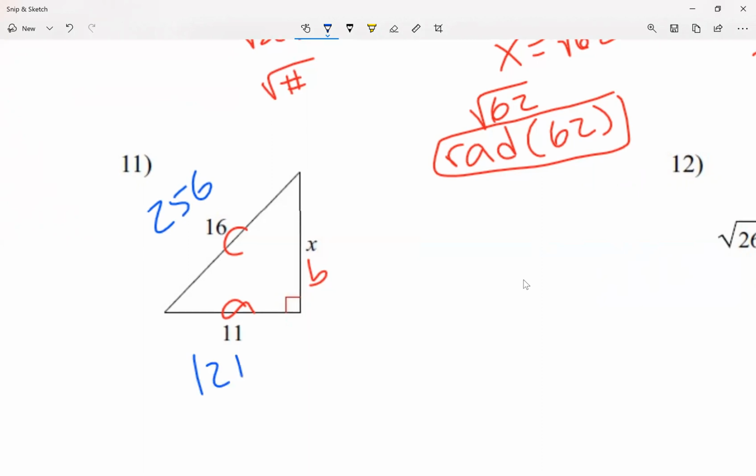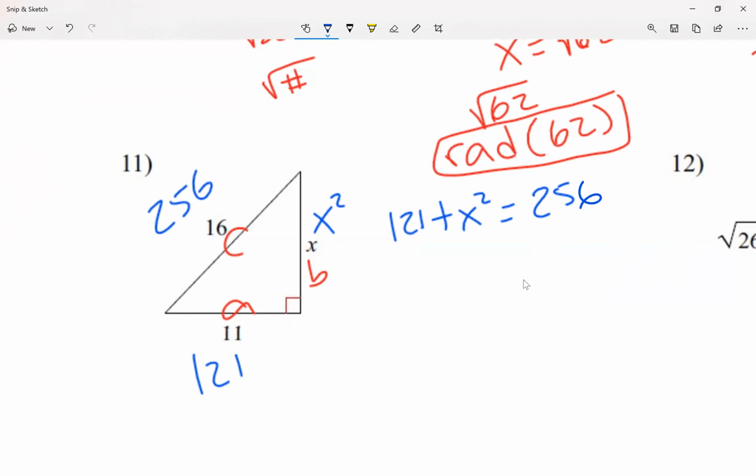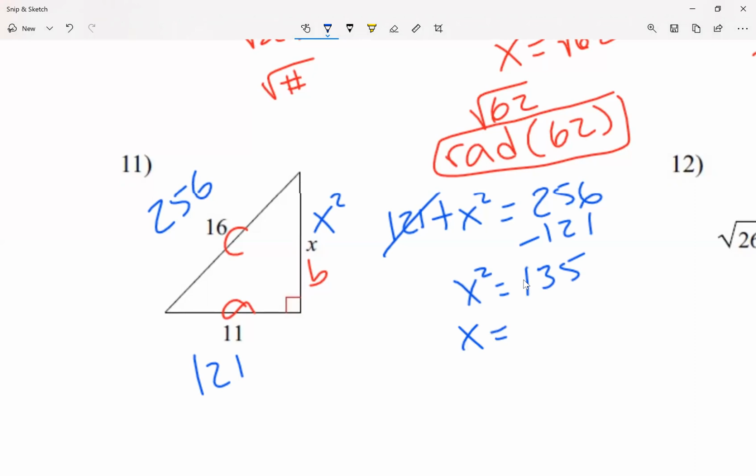11 times 11 is 121. X times X is X squared. So I'm going to write this as 121 plus X squared equals 256. The 121, let me move it over as a minus 121. Now 256 minus 121 is 135. So X is equal to the square root of 135.